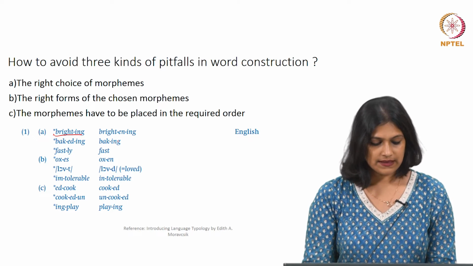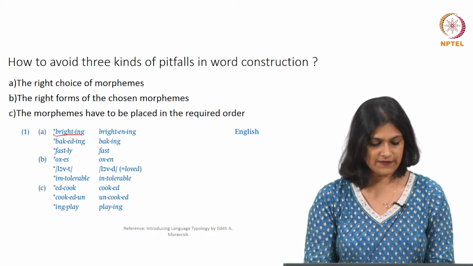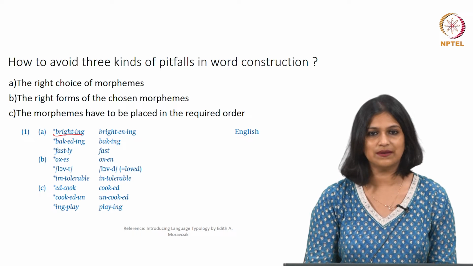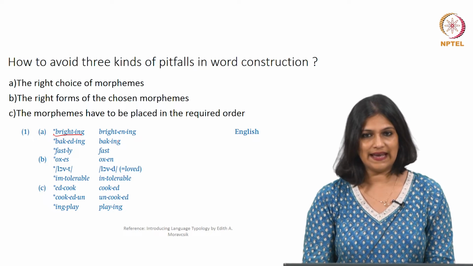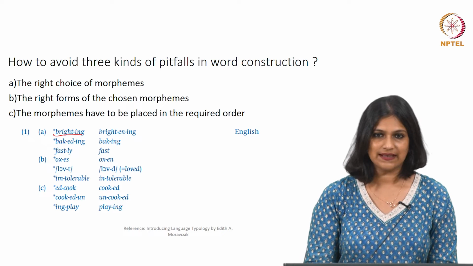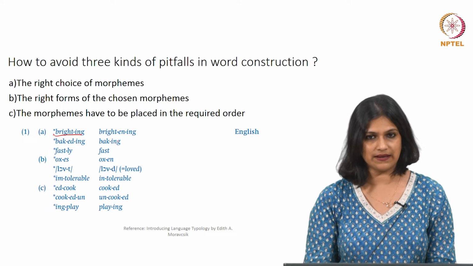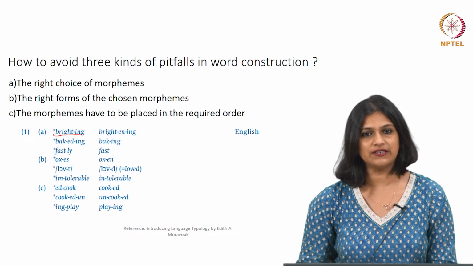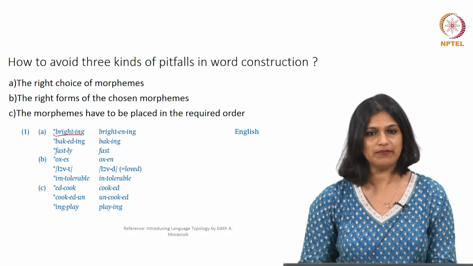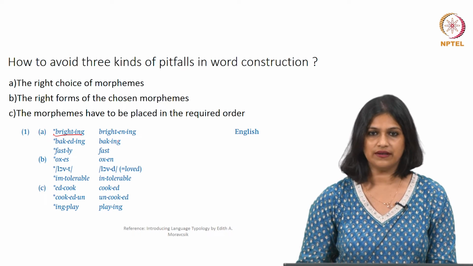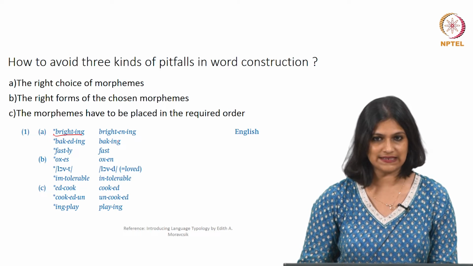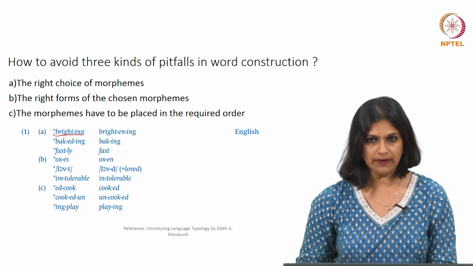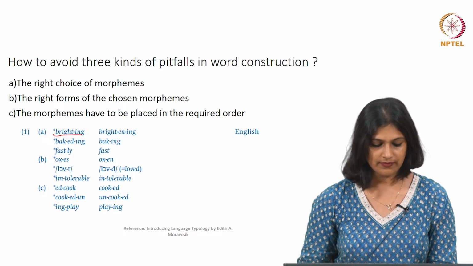So, look at this, the first 1C, the first example, ed cook. Ed is also the past tense marker, and when you say cook and cooked, cooked should be in past tense if you begin with a verb, but ed should come after cook, not before. If you put it before cook, then the morphological order is wrong. So, the required order is actually post verbal. If the verb is cook, the morpheme is going to come in the post verbal position.